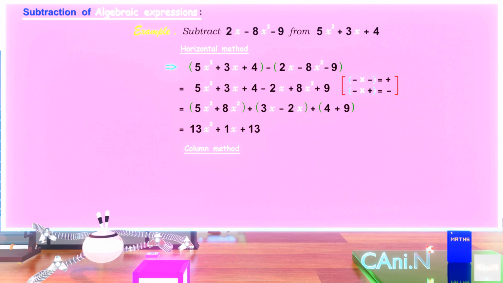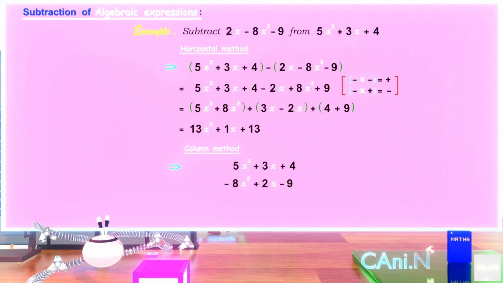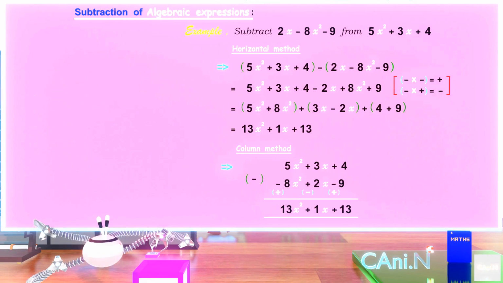Column method. We write the like terms in columns, and then subtract them. 5x squared plus 3x plus 4. Minus 8x squared plus 2x minus 9. Now, when executing the subtraction operation, the signs of all the terms in the algebraic expression being subtracted are reversed. So here, minus will reverse to plus, plus reverses to minus, and minus will reverse to plus. So, we get the result as 13x squared plus 1x plus 13.